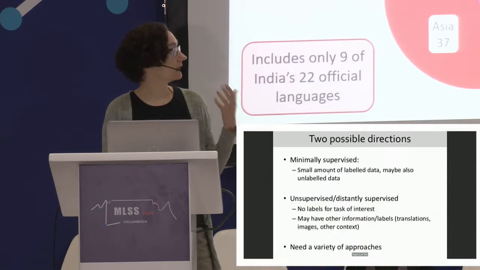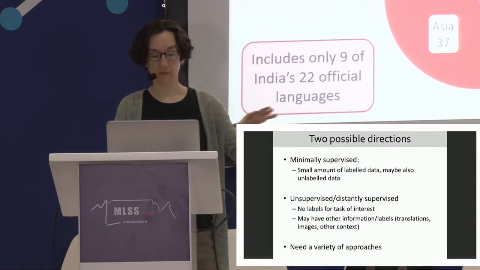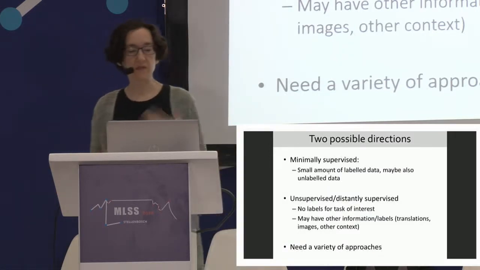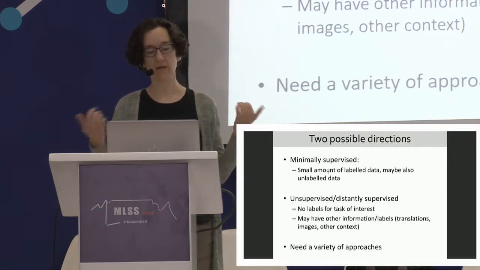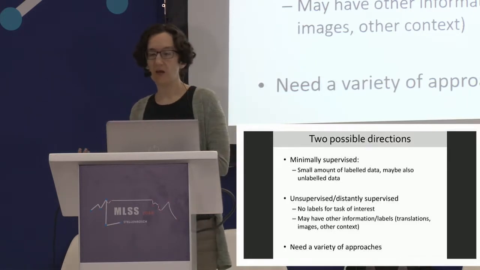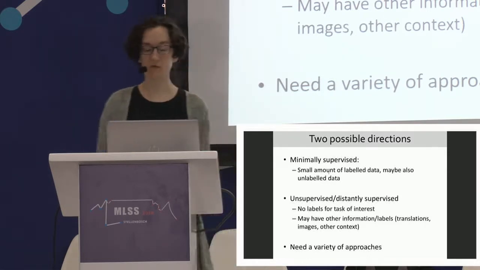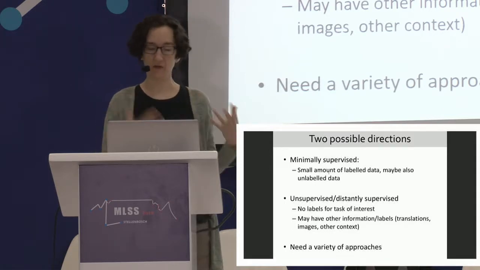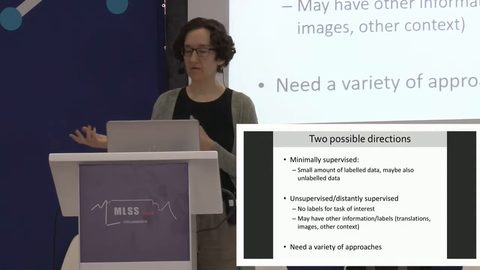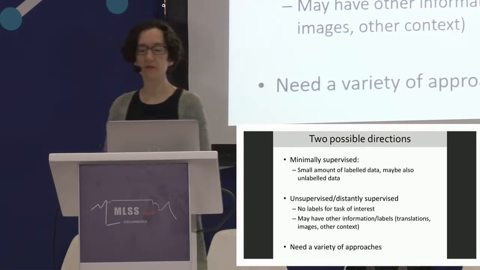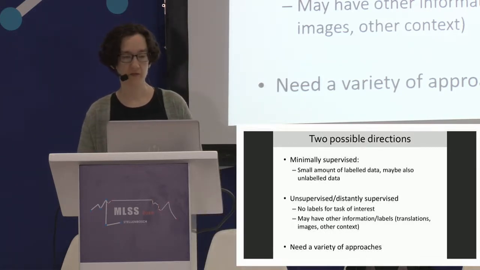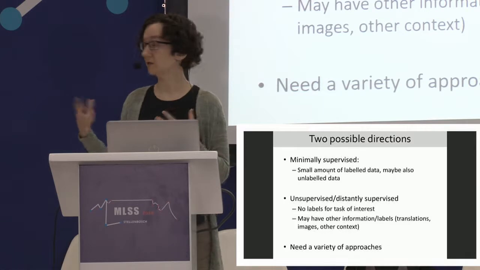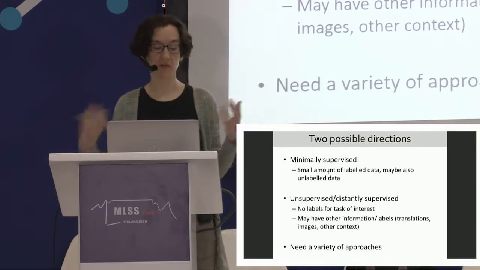So if we're thinking about trying to develop technology for these kind of lower resource languages, there's really 2 possible directions to take. One of them is a minimally supervised kind of scenario where we might have a small amount of labeled data as well as perhaps some unlabeled data. And the other one, which is the one that I'll focus primarily on in this talk and in my research, is to take a kind of fully unsupervised, or maybe we could think of it as a distantly supervised approach. So we'll assume that we don't have any labels at all for the task of interest, but we might have, in some cases, other information or other labels. Those might include translations into a different language, maybe some images, other kinds of context.